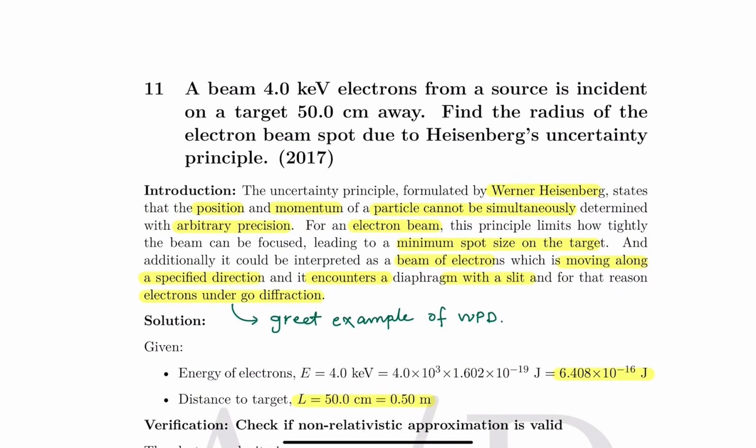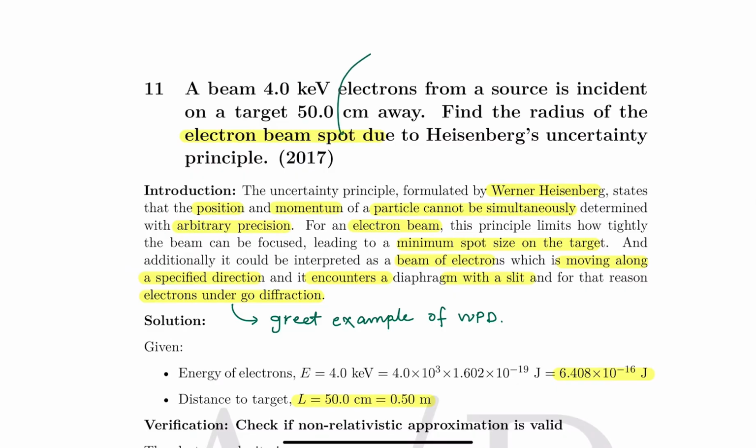In this question, a beam of 4 kilo electron volts electrons from a source is incident on a target which is 50 centimeters away. Find the radius of the electron beam spot due to Heisenberg's uncertainty principle. First, for our learning purpose, why could there be an electron beam spot?